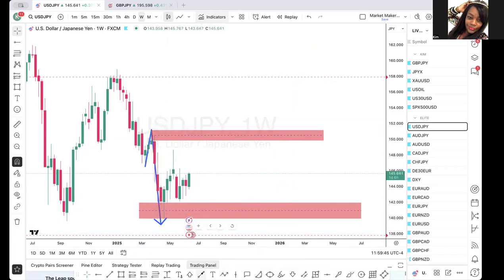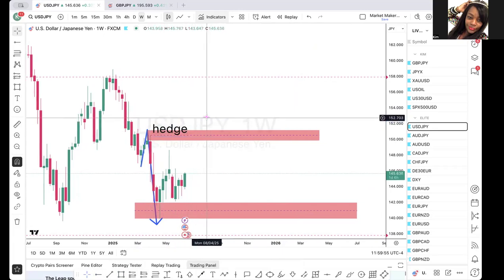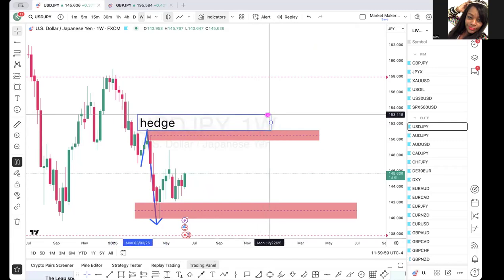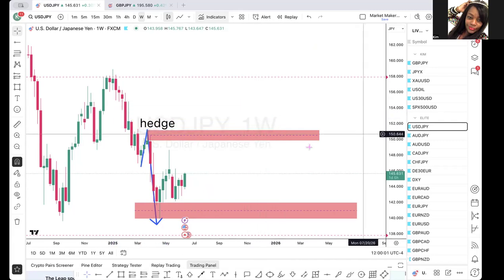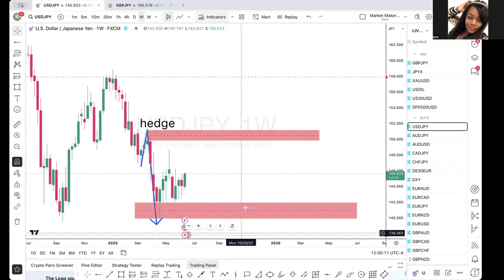Let me just type that in. Based on your edge, my hedge is here, or your stop loss. You can do a stop loss too. You don't have to do a hedge, right? My hedge is here because I'm bearish. So I'm looking for price to come here and continue selling, right?